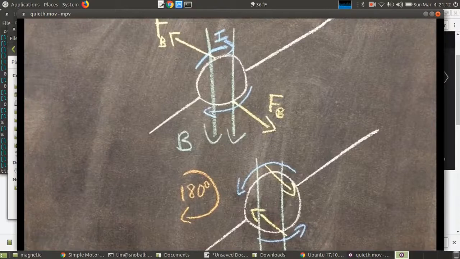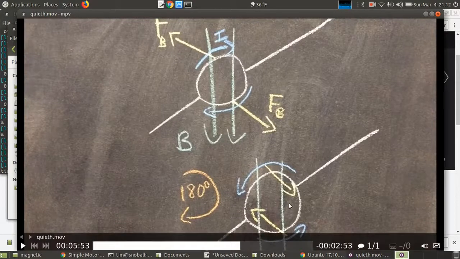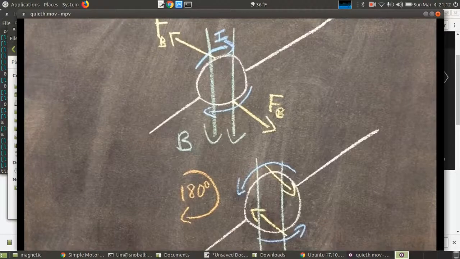What we need to do is turn off one of these two situations so that it doesn't actually get to cancel out the other one. Let's see how we do that.